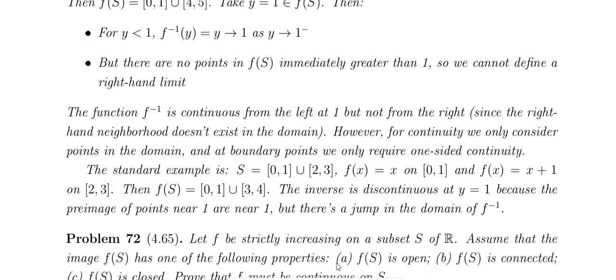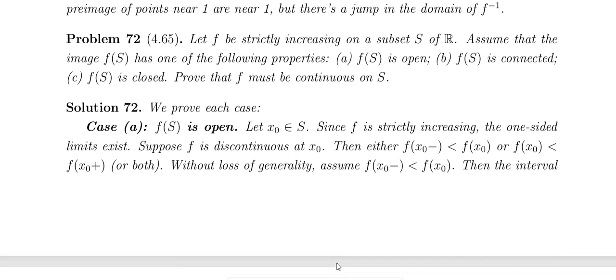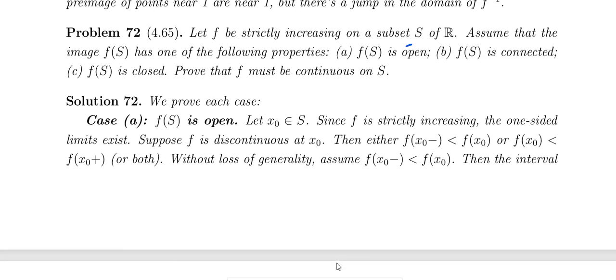That is the discontinuity. Suppose f is strictly increasing on a subset S of R, and assume that the image f of S has one of the following properties: f of S is open, f of S is connected, or f of S is closed. If f of S is open, connected, or closed, then f must be continuous on S.